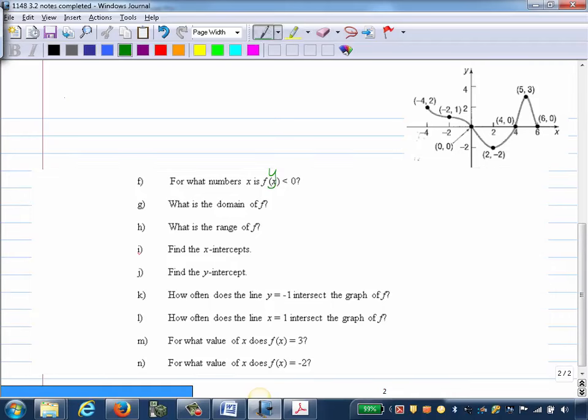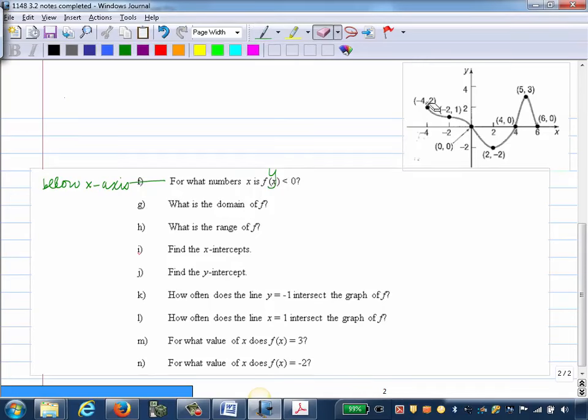So if you want to make yourself a note here, remind yourself that you're looking for where the graph goes below the x-axis. So you might want to cover your paper up, cover up anything above the x-axis, and then you can see that's just this portion here, this little dip where it goes below. So you want to name the boundaries of this dip.